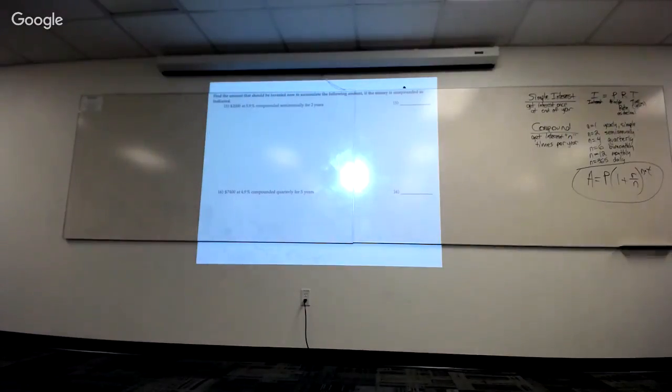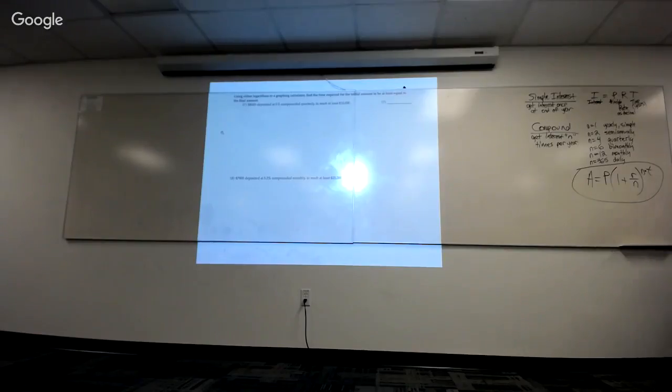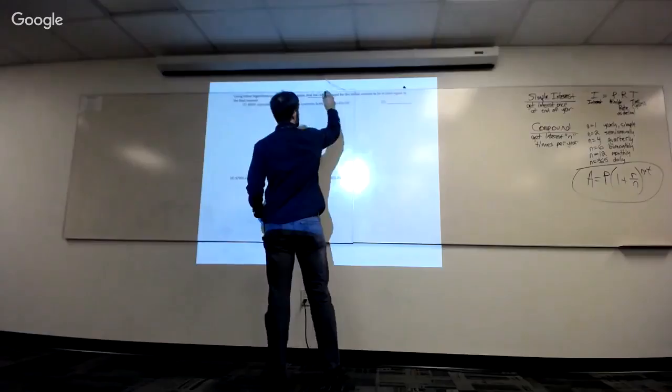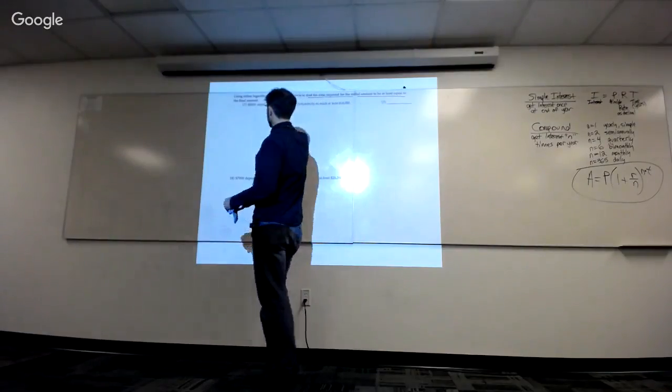All right, let's try some more. Now, this next one is going to be a little fun because you need to use logarithms and a graphing calculator. So let's look at some of these questions. These get really interesting. So let's look at the scenario. It's saying find the time required for the initial amount to be at least equal to the final amount.